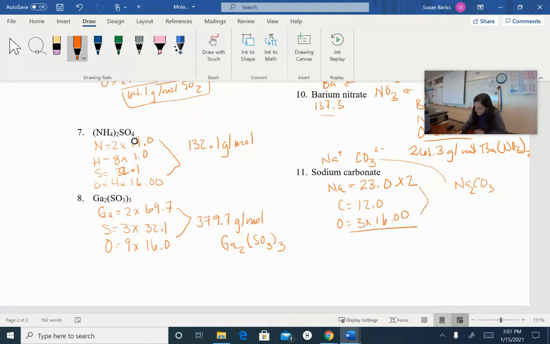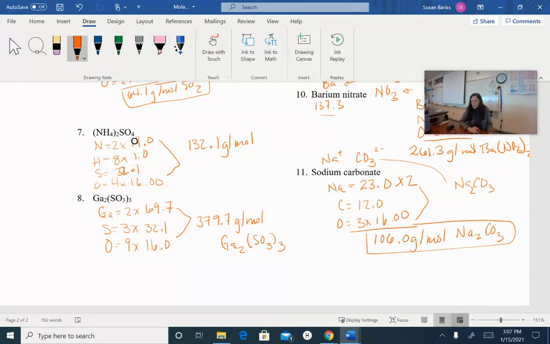Okay, so I'm going to add all that up together. So 23 times 2 plus 12 plus 3 times 16. That will give me a molar mass of 106.0 grams per mole for sodium carbonate.